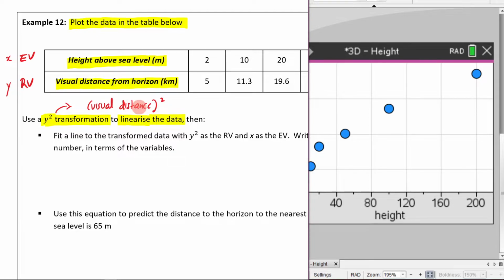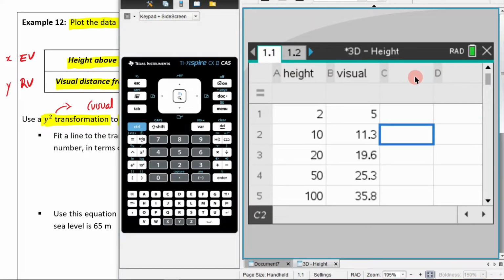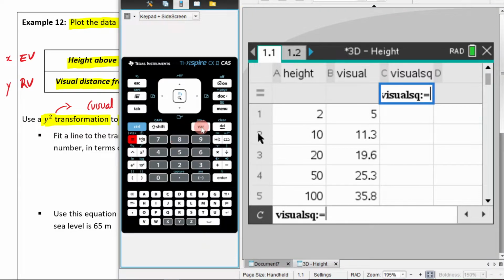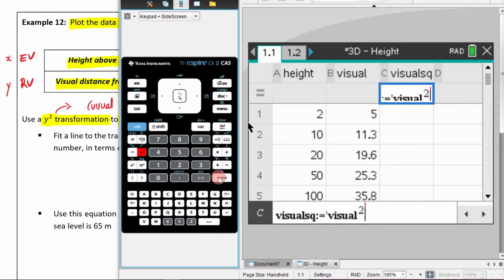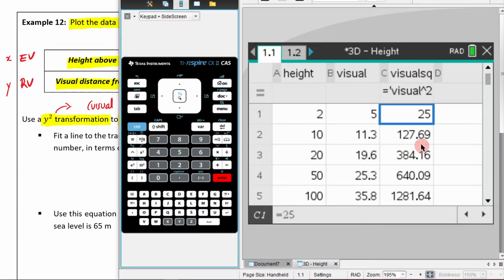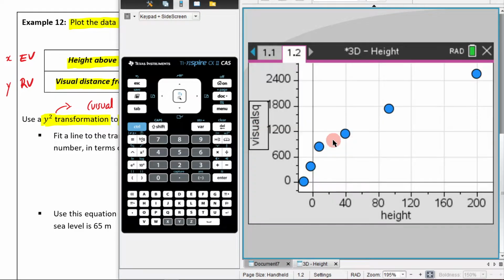Let us perform this transformation. We come back to our CAS and come up here. Remember, I want to square the visual column, so I'm going to call it visual SQ. Then I come to this cell here, go equal, then variable, then visual, and then I square it. That is going to square all of this column and put it there. Now, if I jump back and change my y-axis, because remember we're changing our y, to visual squared, you can see it now becomes more linear.